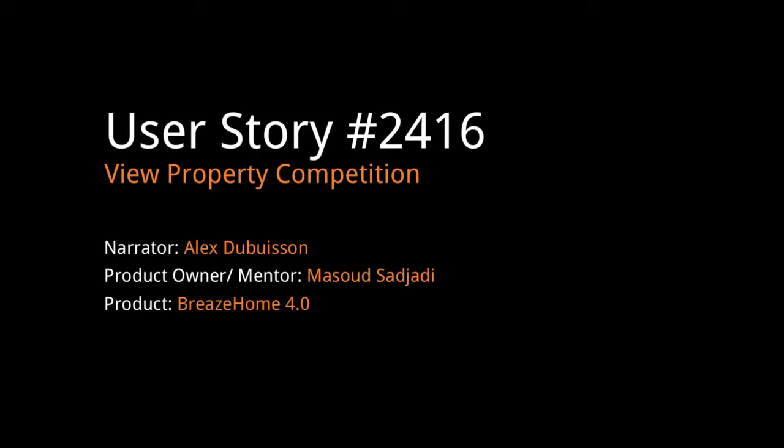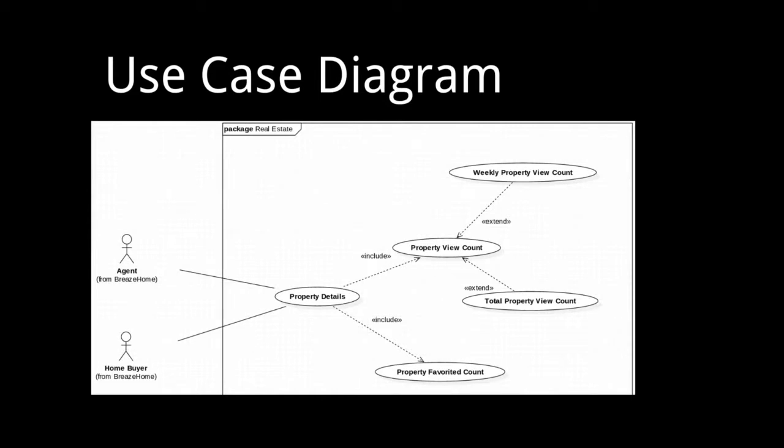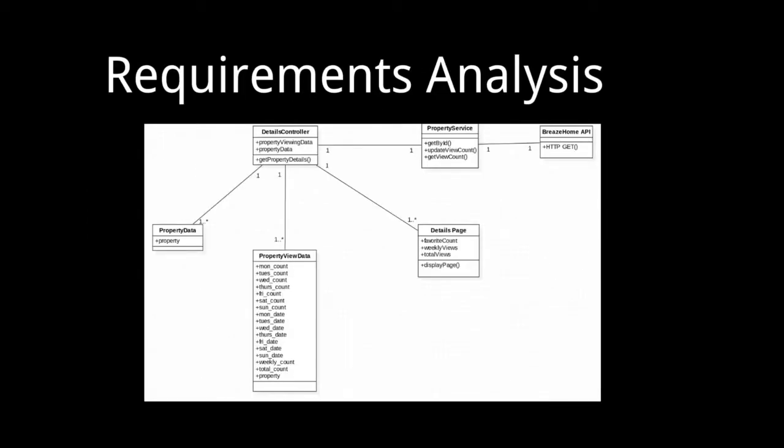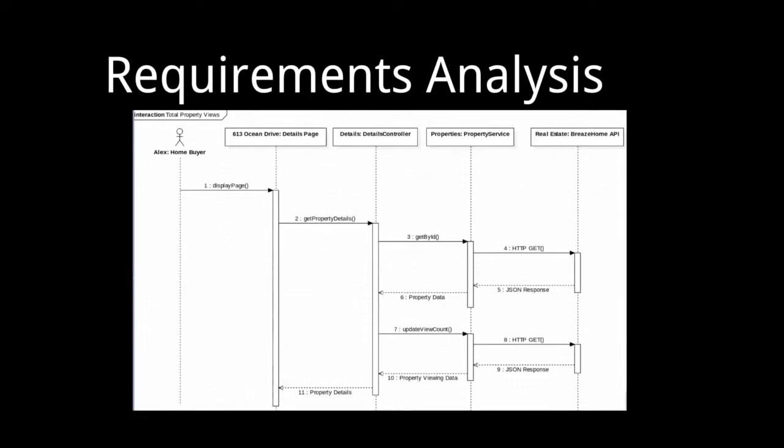Now, in the previous videos of this series, we created the user story number 2416 on Mingle and completed the requirements elicitation, requirements analysis, system design, and object design. It was with this that we were able to create use case diagrams, class diagrams, and sequence diagrams for this user story. Now, in this video, we'll move on to actually implementing and testing this user story.